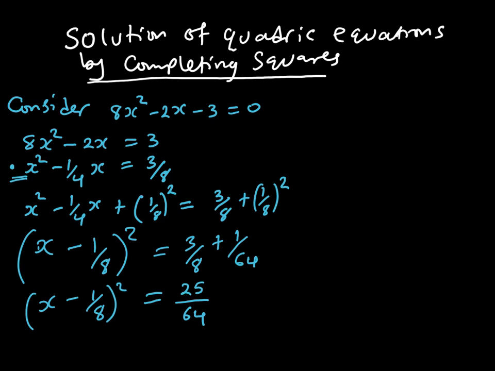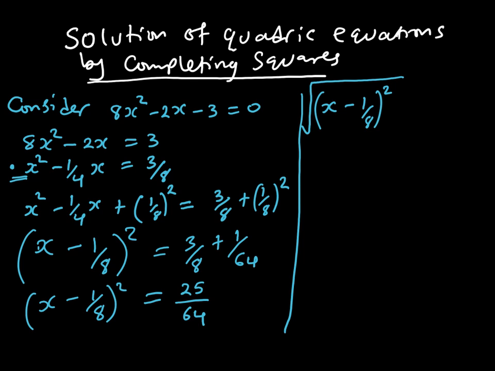So how do we find the x values? This is what we do. Let's take the square root. x minus 1 over 8 squared, take the root, is the square root of 25 out of 64. So squaring and square root, that cancels out. You have x minus 1 over 8 is equal to a positive or a negative 5 out of 8.